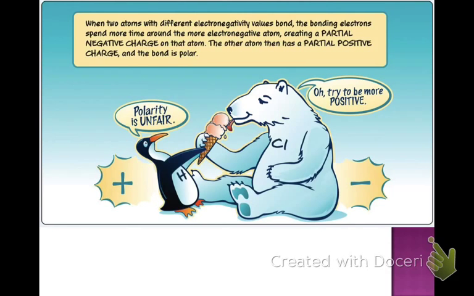Okay, so on the next page, when two atoms with different electronegativity values bond, the bonding electrons spend more time around the more electronegative atom, creating a partial negative charge on that atom. The other atom has a partially positive charge, and the bond is considered polar. So we consider this polar because that penguin still has its little hands, or whatever, flippers, on the ice cream cone. They're sort of sharing it, but most of the electrons are spending their time near chlorine. So that's why the penguin, the hydrogen, is partially positive, and the chlorine, the polar bear, is partially negative.